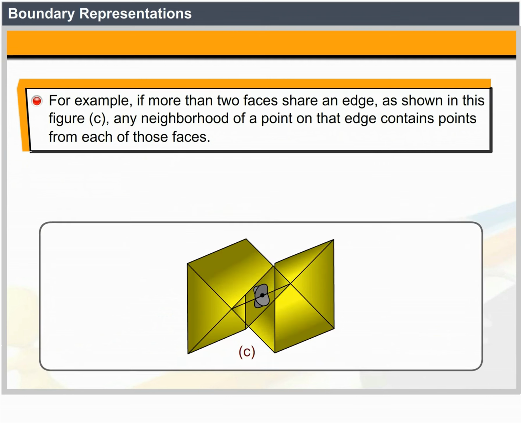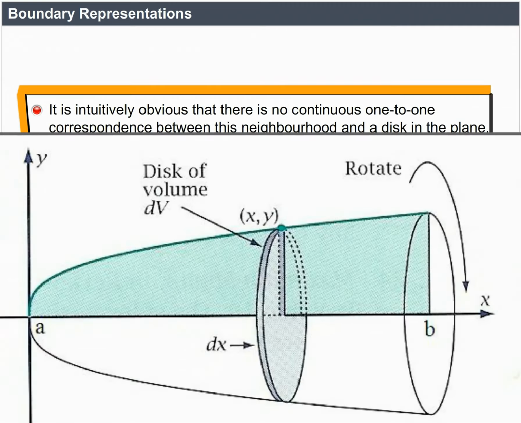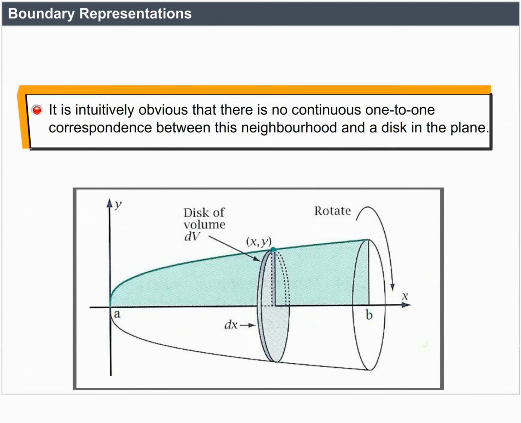For example, if more than two faces share an edge, as in this figure C, any neighborhood of a point on that edge contains points from each of those faces. It is intuitively obvious that there is no continuous one-to-one correspondence between this neighborhood and a disk in the plane.